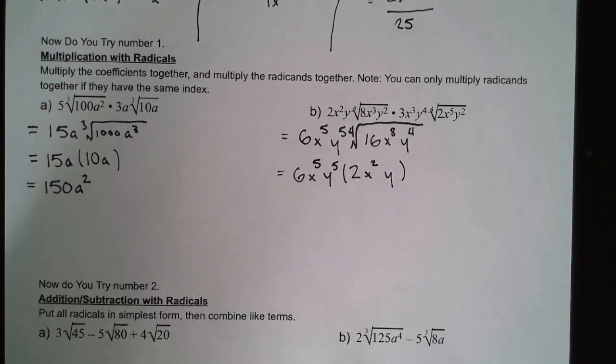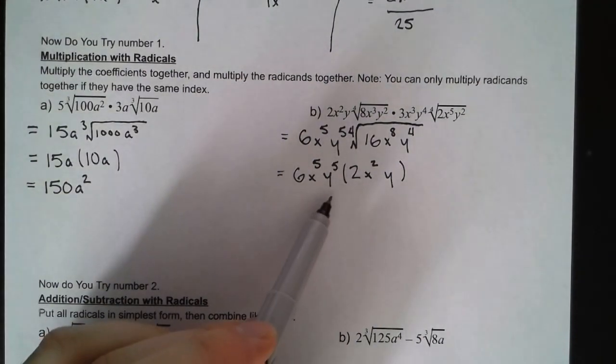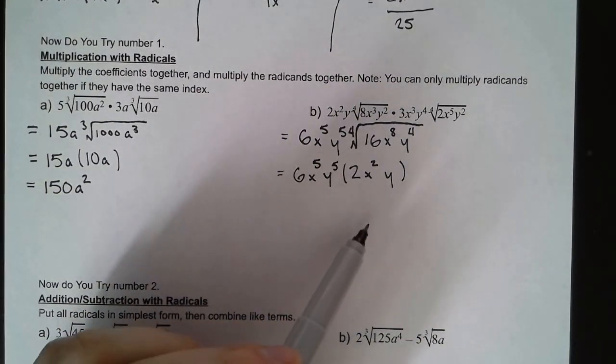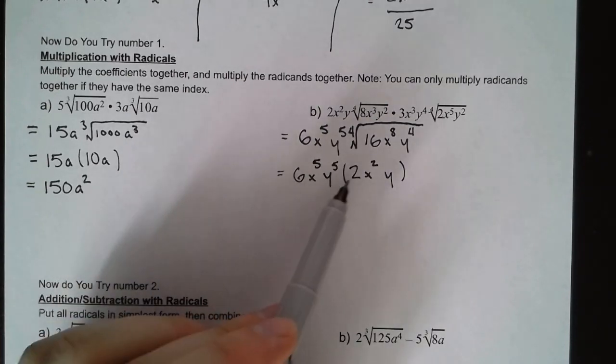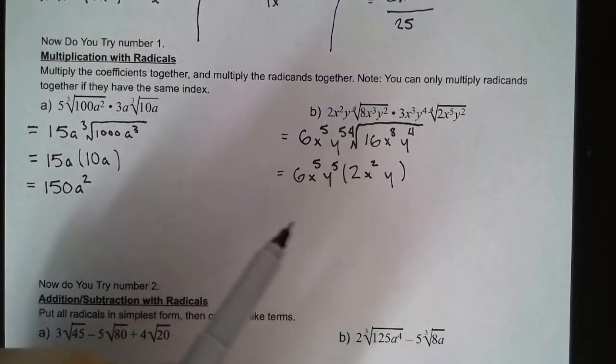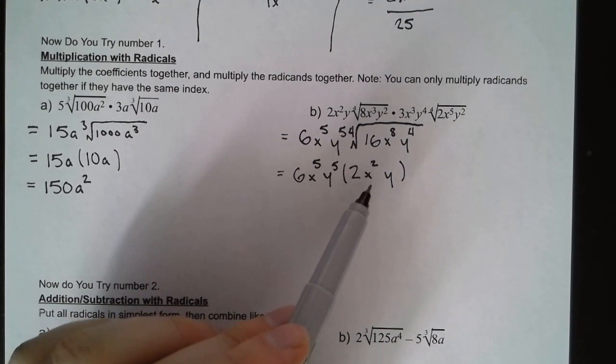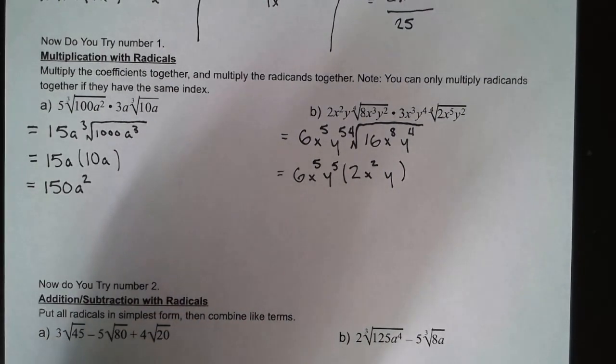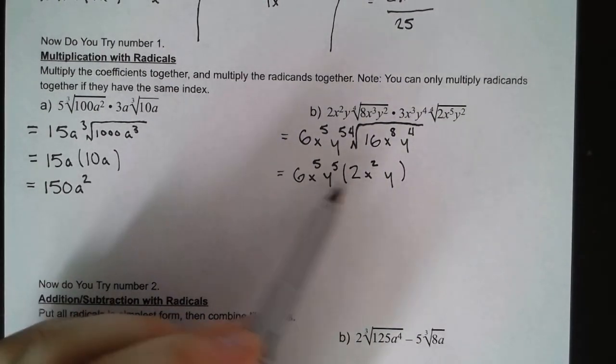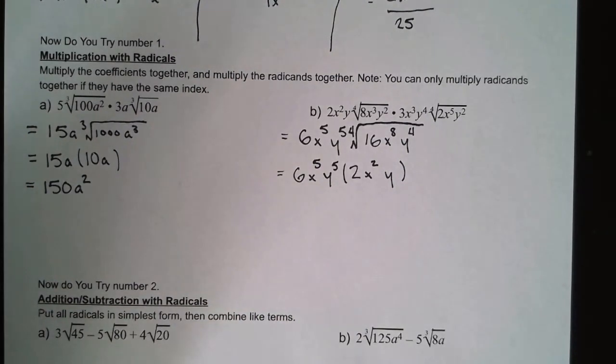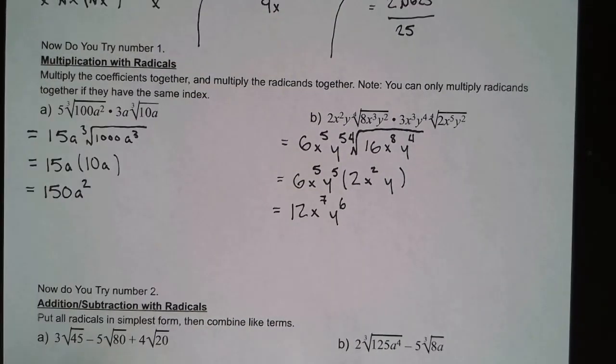So now that I've done that, we just have these things multiplied by each other. 6 times 2 is going to give me 12. X to the 5th times x squared is going to give me x to the 7th. And then y to the 5th times y to the 1st is going to give me y to the 6th. Nothing else we can do to simplify that. So now it is time to try number 2.